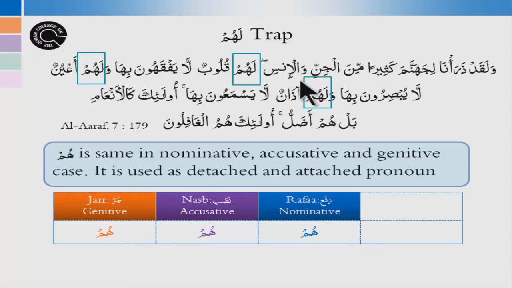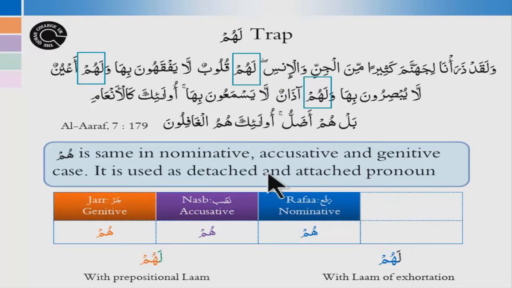But which kind of lam is used here? Because when it's used with the exhortation lam, it should look like lahum over there, which is exactly like here in the black text, where you can't see the difference. But when it's used with the prepositional lam, you still can't see the difference because it's the black text. So lahum over there would look like that, which is the prepositional lam, and lahum with the exhortation lam would be like that in that case. But here we do not understand which kind of lam is used, so it is basically a lahum trap.